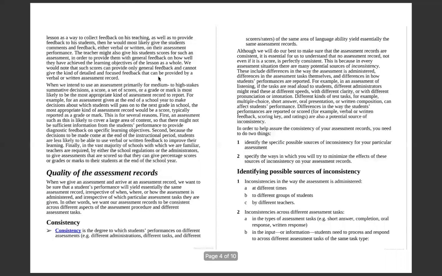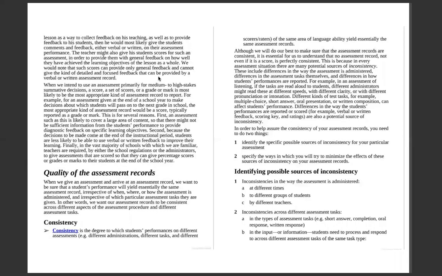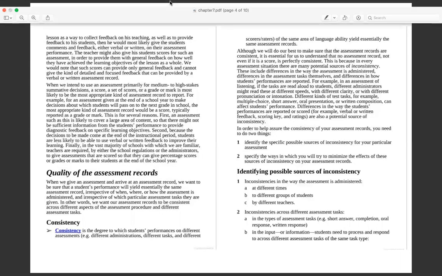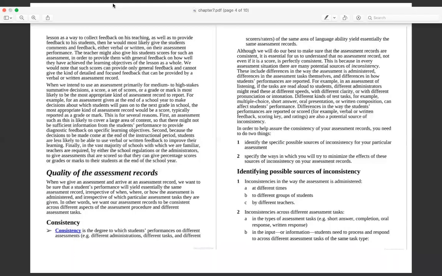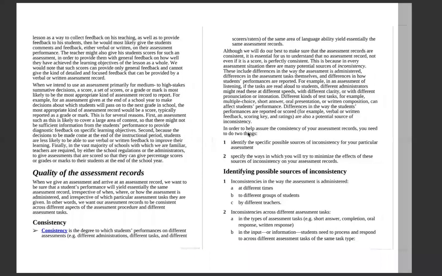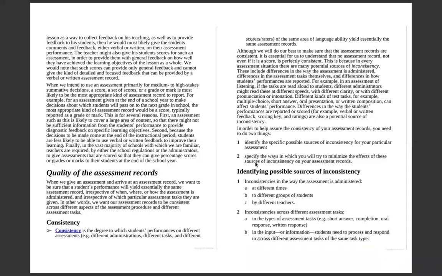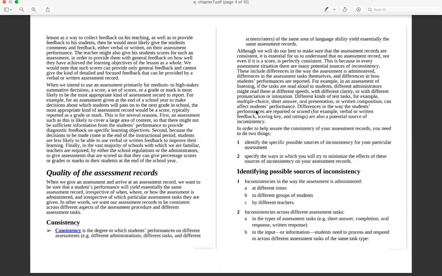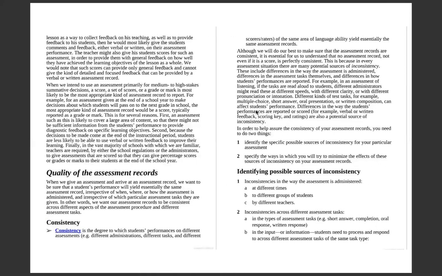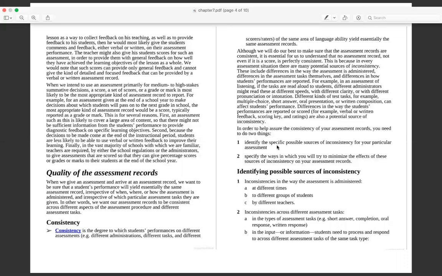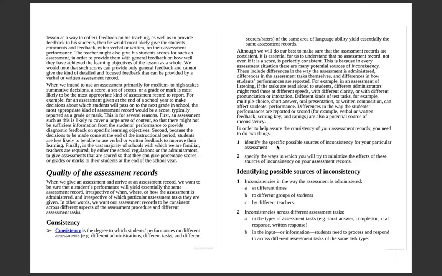Let me see here. Identifying. Yeah. Going back to page 76, identifying possible sources of inconsistency. So there you can see, if you go back to the previous page, here, yeah, A, B, C: inconsistencies in the way the assessment is administered. So basically you have inconsistencies in the administration of the assessment.